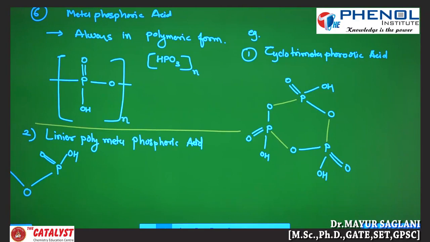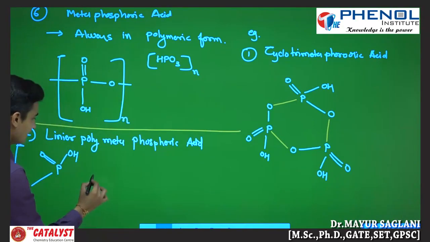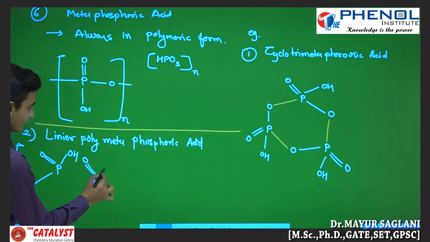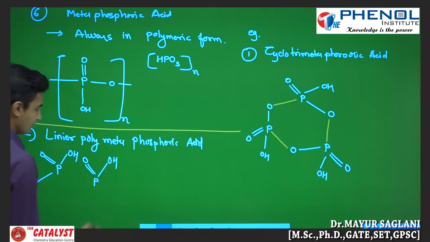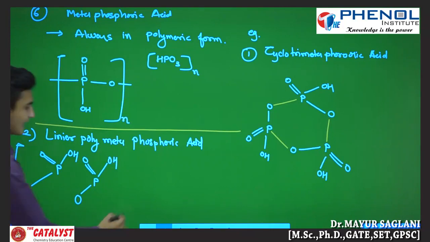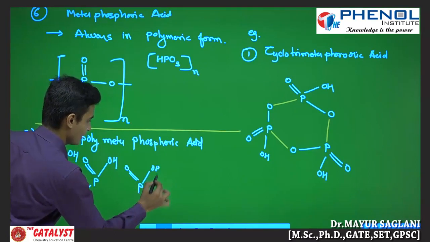This oxygen is bonded with another unit, but I have written it here in brackets. This one is the second unit, P, again double bond O, OH, and this one is the oxygen. This one is the second unit. Is it or not? Again I am writing the third unit, P double bond O, OH and oxygen.